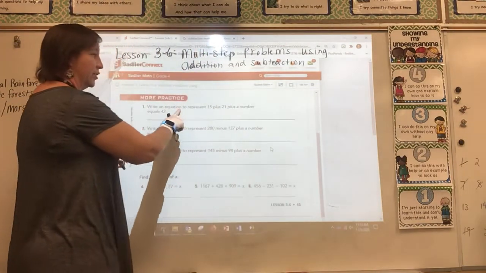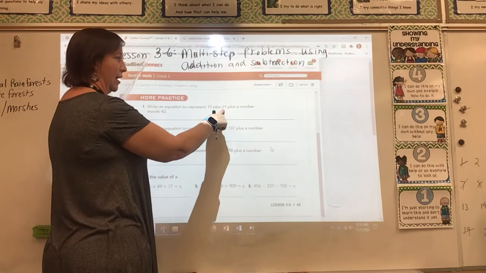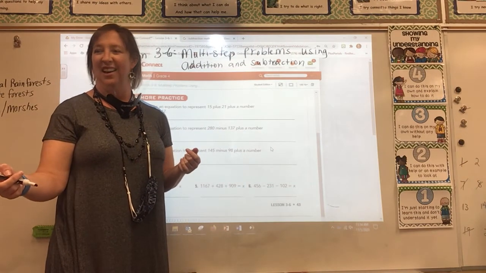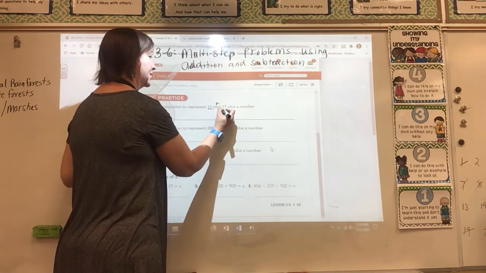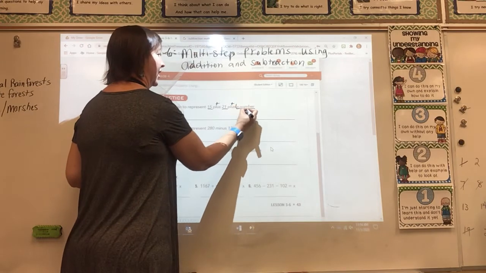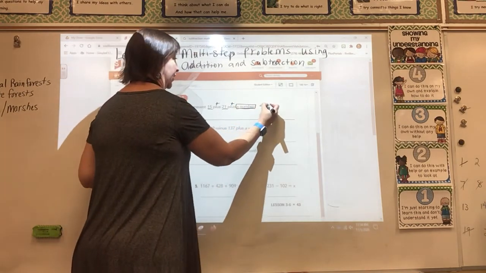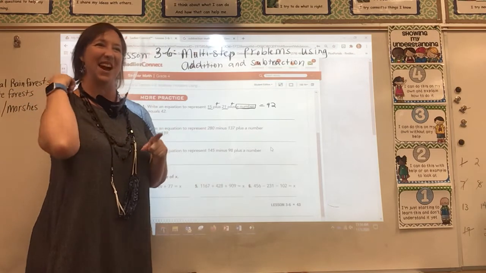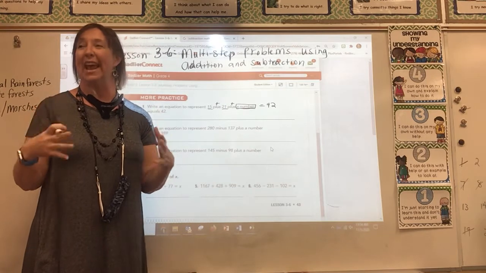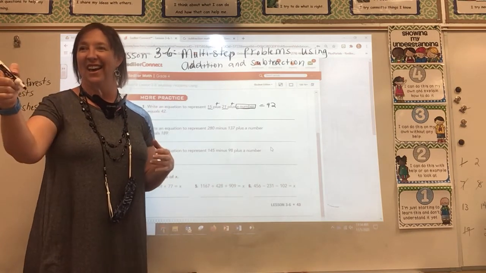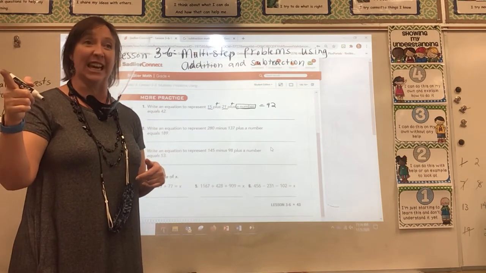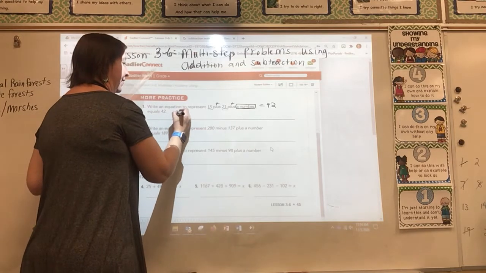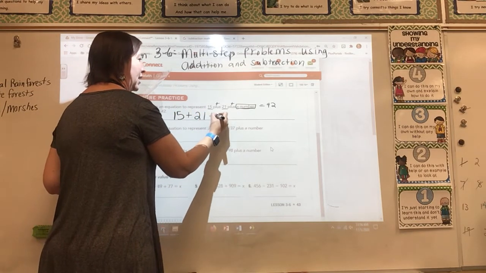It says write an equation to represent 15 plus 21 plus a number equals 42. What's a number going to be? It says 15 plus 21 plus a number, and that's going to equal 42. So what does a number represent? We're not going to do the math yet. When you're writing the expression, what does a number mean? They want you to write a letter, which is called a word that starts with a V. It's called a variable. Very good.